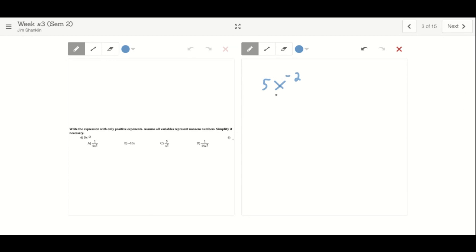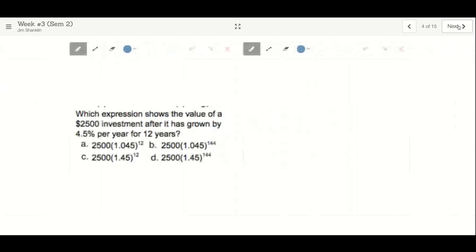Then negative second power only goes to this x. So that's the only thing. Now remember, when you have negative exponents, if it's in the denominator, it brings it up to the numerator. If it's in the numerator, it brings it to the denominator. So I'm just going to rewrite this as 5 over x squared. Pretty easy. Awesome. All right, let's go to slide number 4.